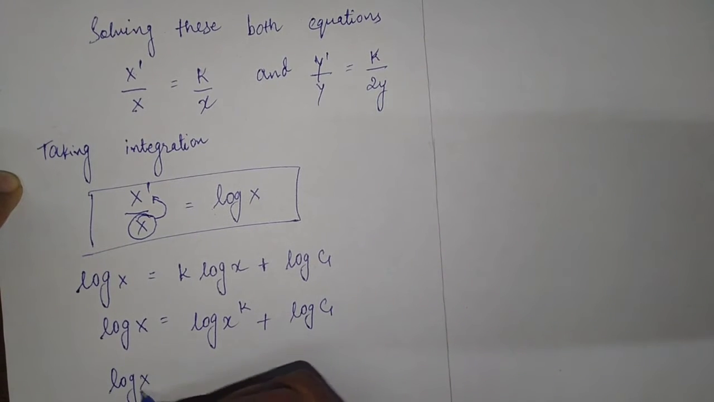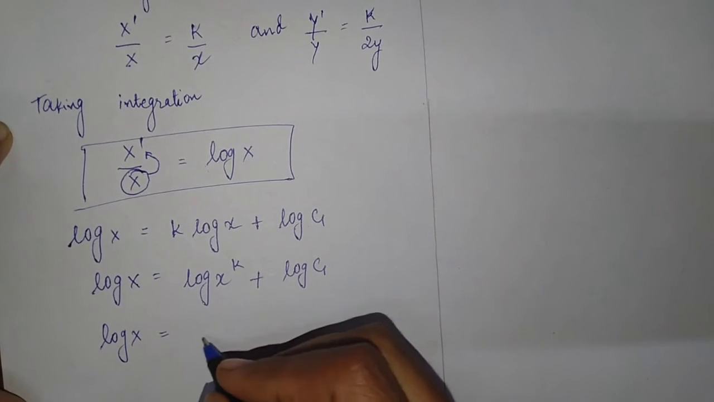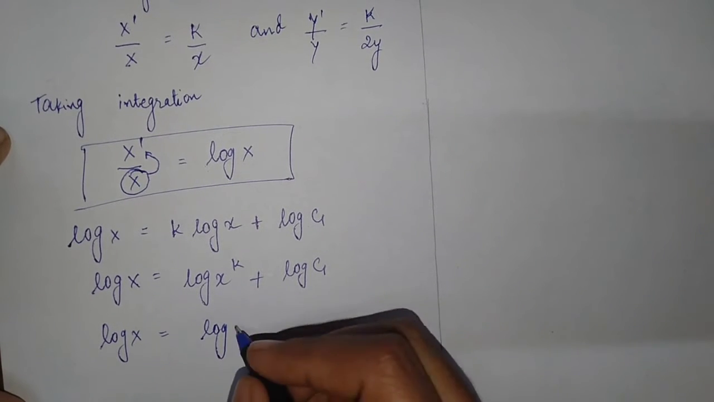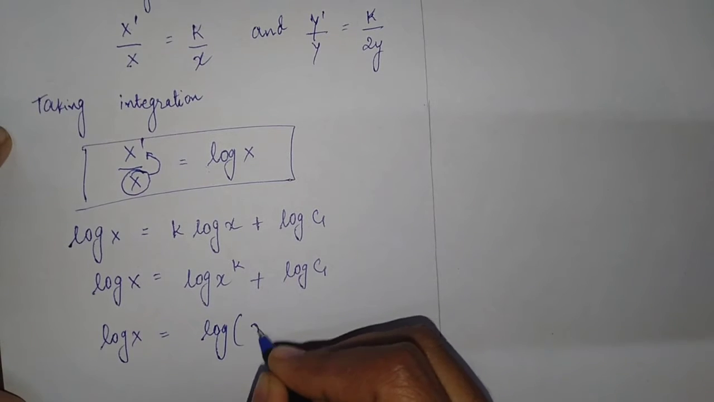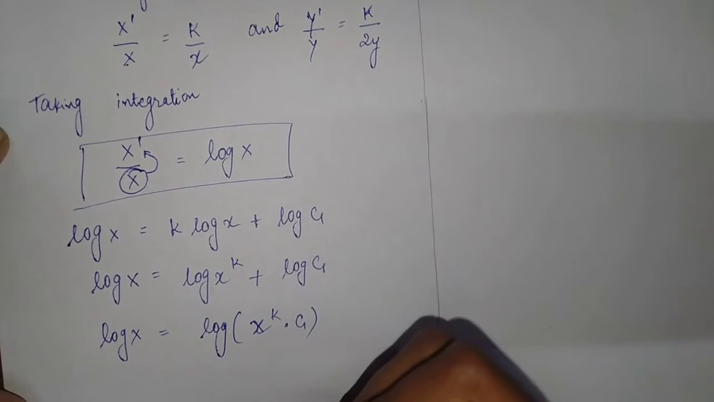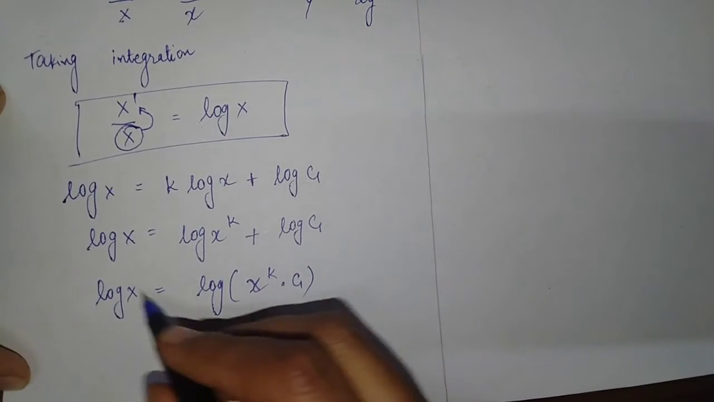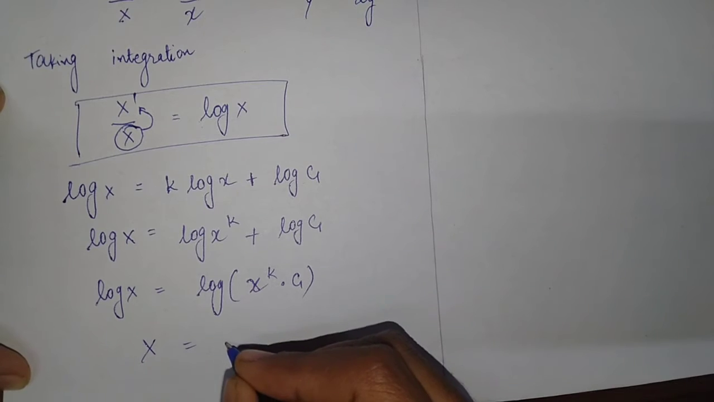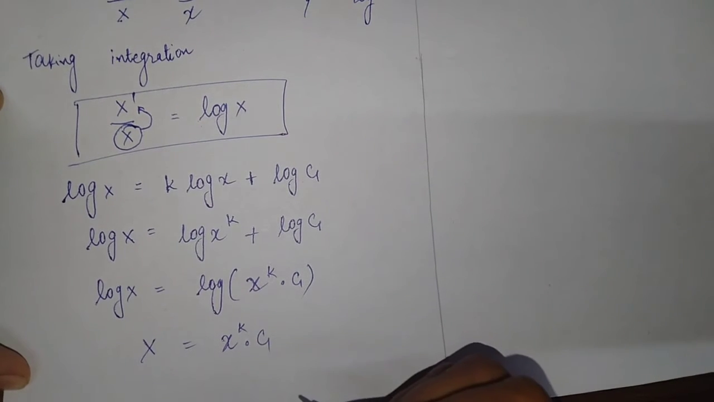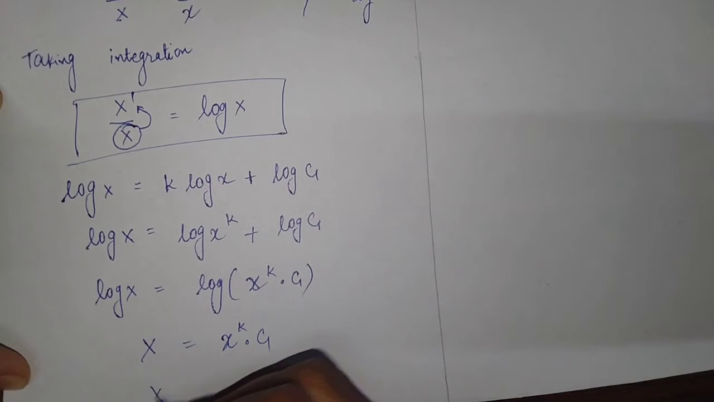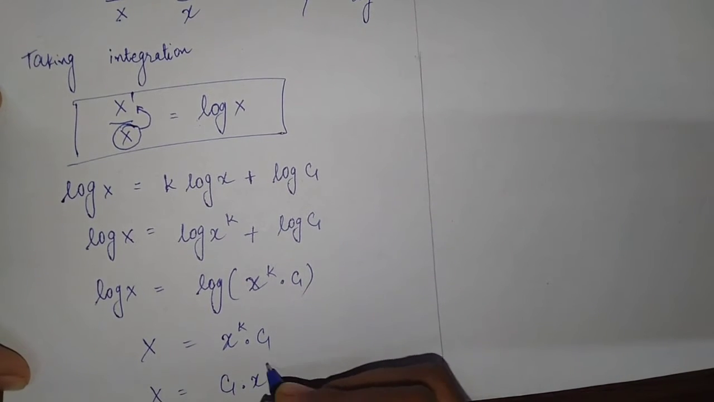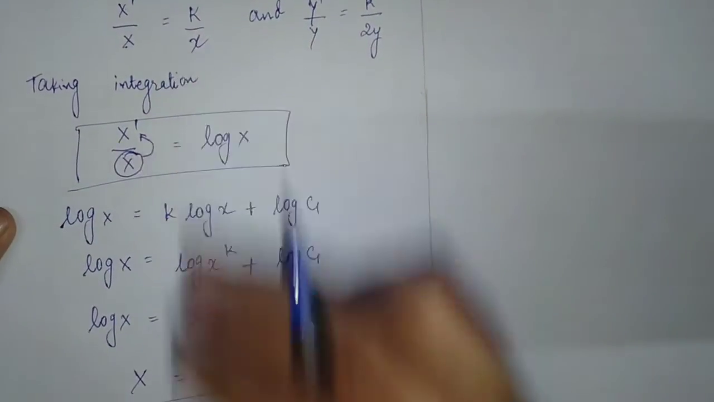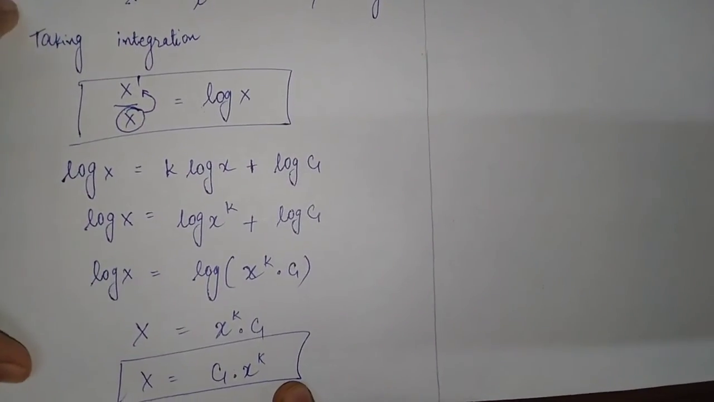So I will get log x equal to log, આ બંને એડિશનમાં છે, so we can write its product. So it is x^k into c1. Okay, and now both the logs will be cancelled from both the sides, so I will get x equal to x^k into c1. Okay, so finally I got x equal to c1 into x^k. So from this term we got x equal to c1 into x^k.